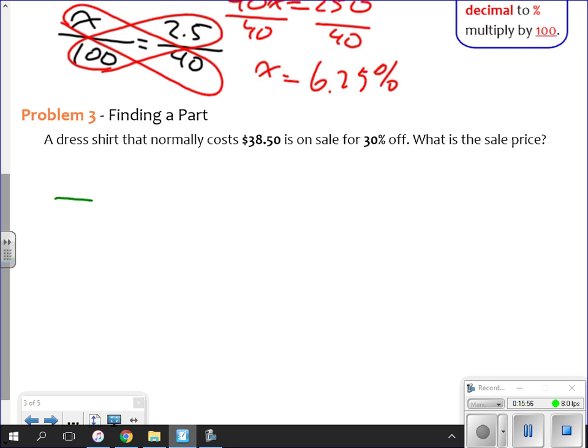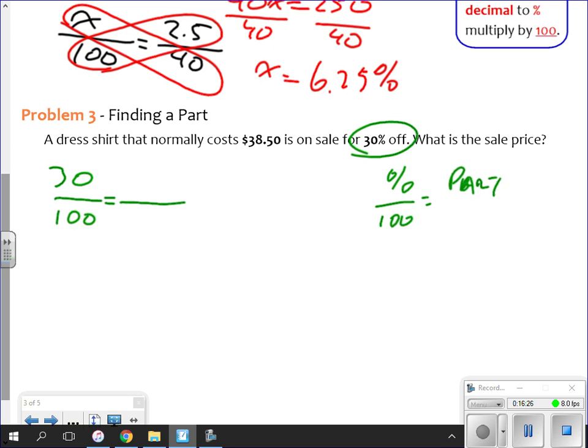Okay, so we want to do the same setup here. What goes on top? X, because that's the... No, actually, it's not. What is it on this side? It's 30, because I have 30%. It's 30% off, so that's the percent. Now it becomes harder. This actually works more with the percent over 100 equals the part over the total. This actually works better with that version of it.